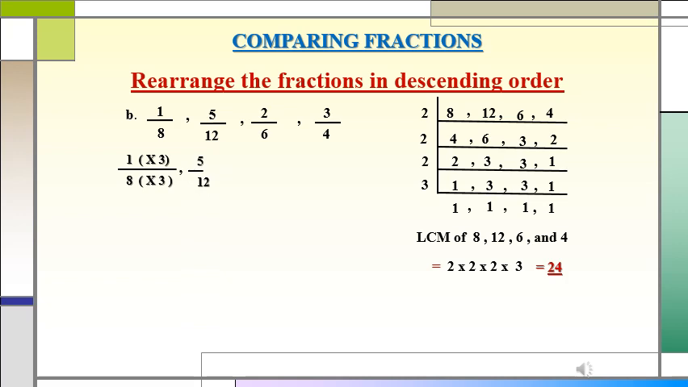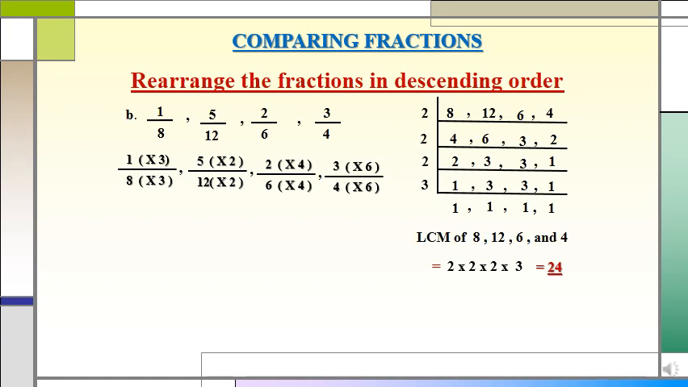Next is 5 by 12. 12 multiplied by 2 is equal to 24. So we will multiply the numerator and the denominator by 2. Then 2 by 6. 6 multiplied by 4 gives me 24. So multiply the numerator and denominator by 4. And the last fraction, that is 3 by 4. 4 multiplied by 6 is equal to 24. So multiply the numerator and denominator by 6.